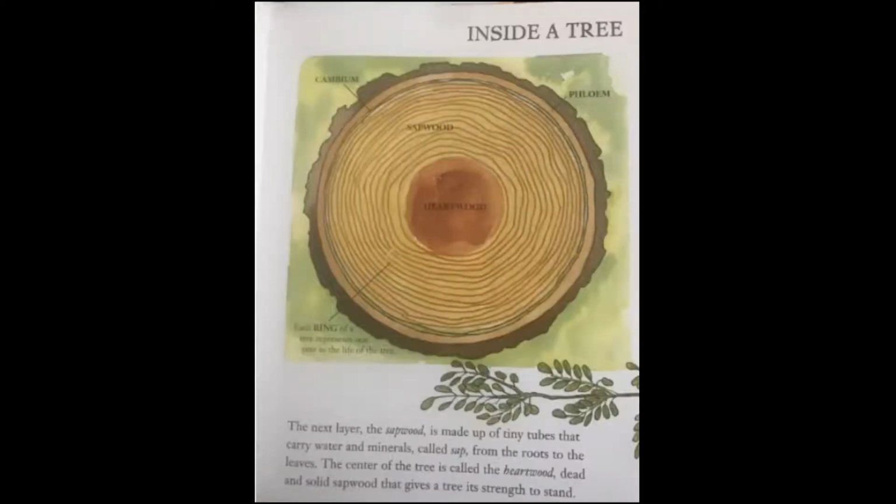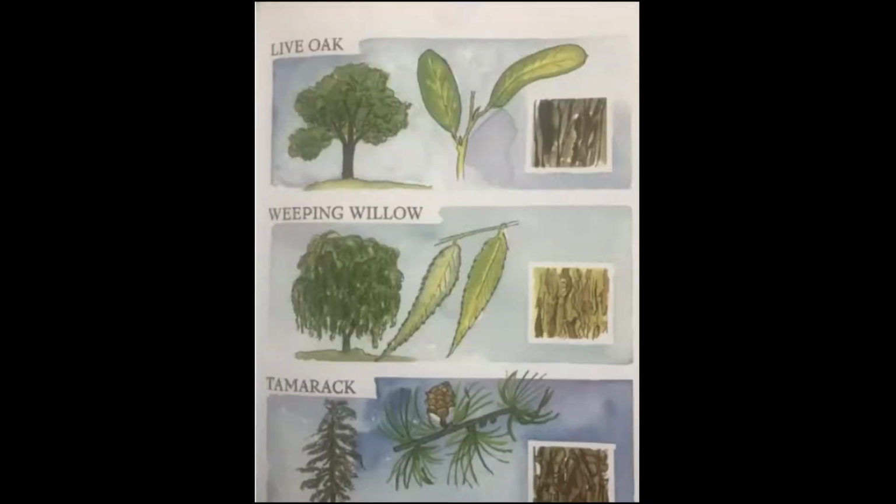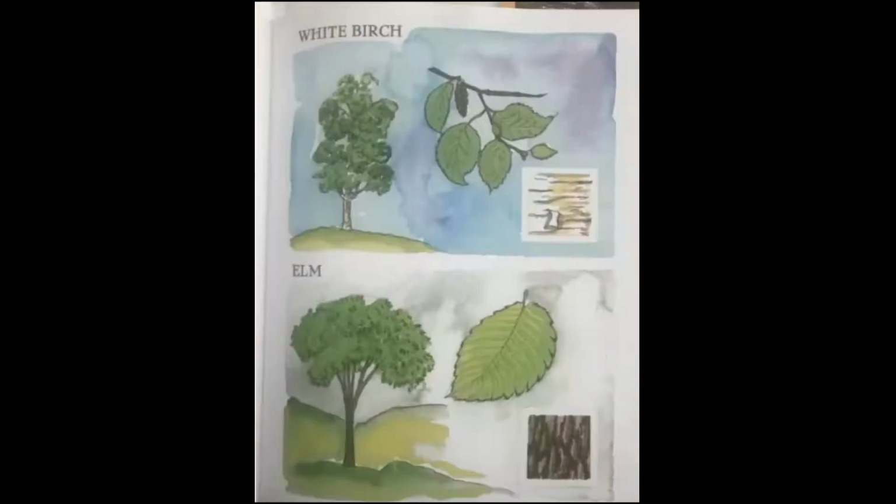For example, if you wanted to know the parts of the inside of a tree, you could go straight to this page, Inside a Tree. Or if you just wanted to know different types of trees, you could go to this section. It tells us all the different types of trees and their names.